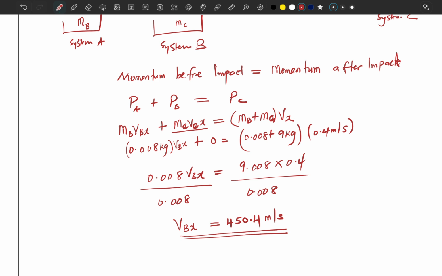So the principle of conservation of momentum comes into play, very clever, and you can see how it has actually been applied.